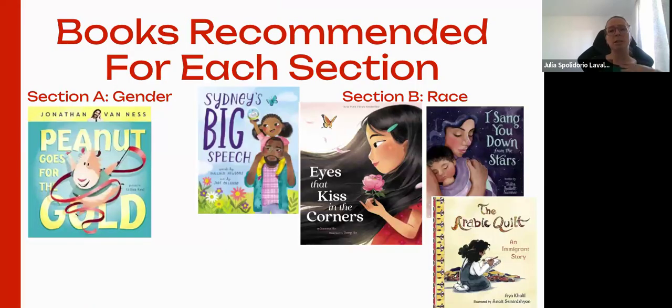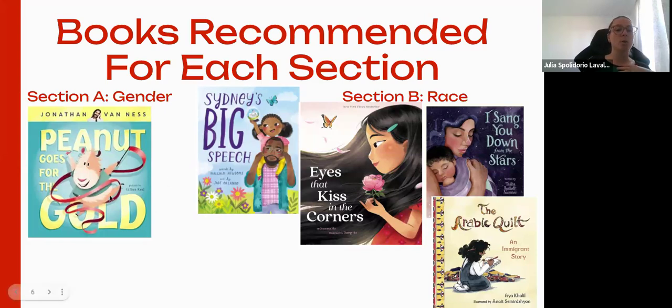So, here are some of the book recommendations I made for each section. For section A, I do believe I have a pretty good diversity in the books, a diverse group of books for gender. One thing, and this is just me picking one choice only, would be the non-binary or non-gender-specific category. I just pulled one book that I know and have seen before.